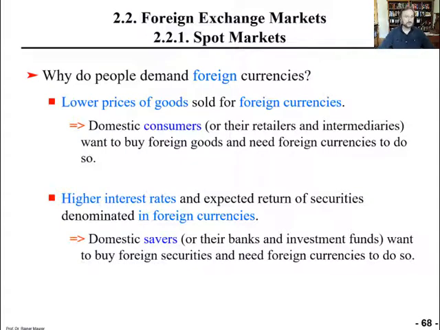Another motive might be higher interest rates and expected returns of securities denominated in foreign currencies, for example, American stock or American government bonds. In such a case, domestic savers or their banks and investment funds want to buy foreign currencies and need foreign currency to do so.